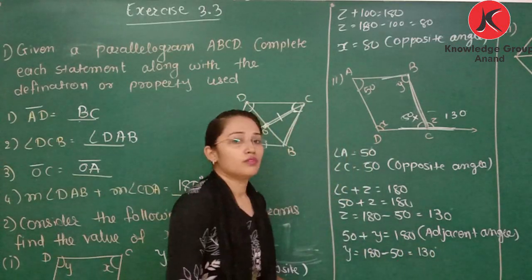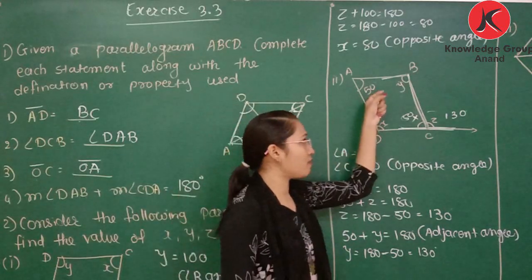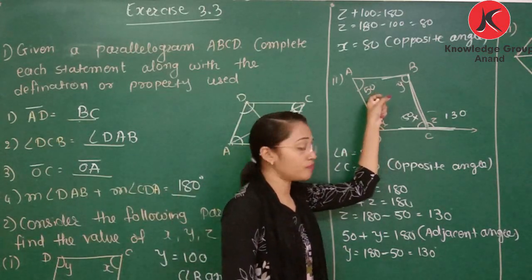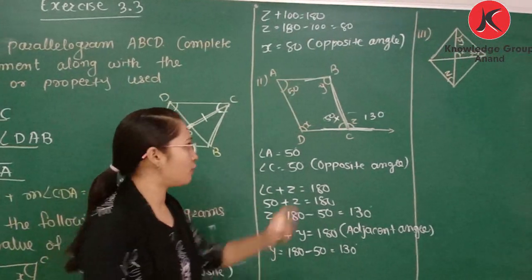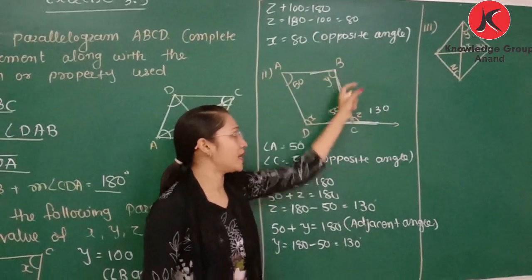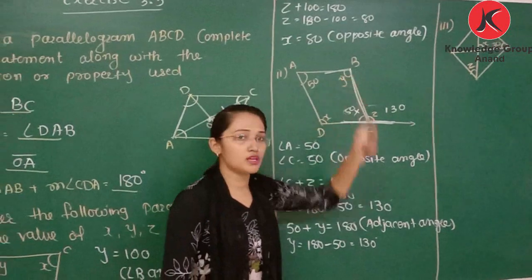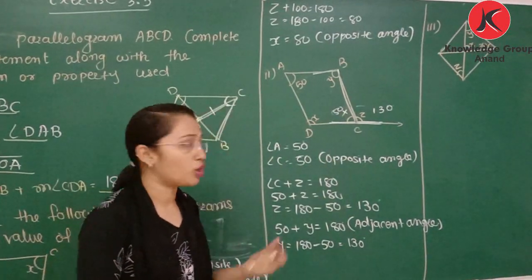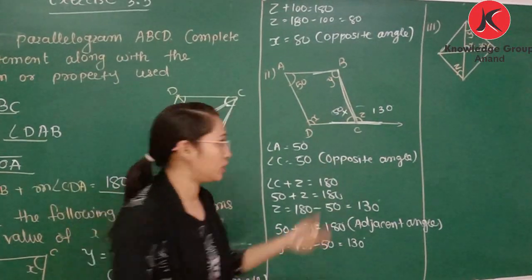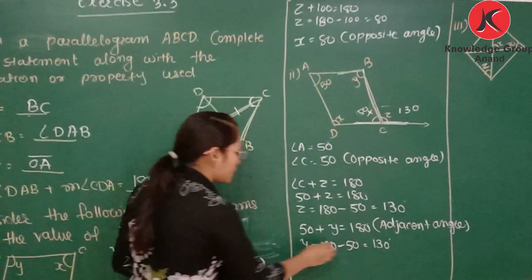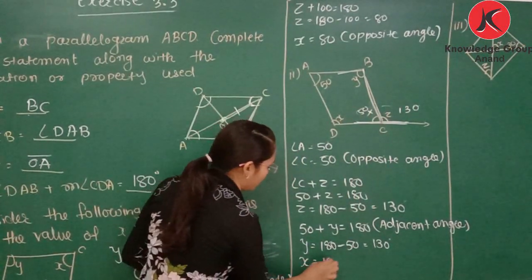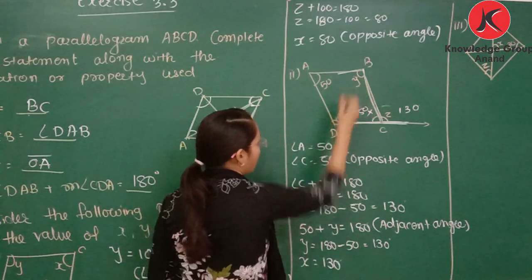Again, what have we applied? We have applied the property of parallelogram, that is adjacent angles are supplementary. Or you can write alternate angle. Here z is formed, so what do we call z and y? Alternate angle. So alternate angles are equal. So if z is 130, y is also 130. Y is 130, x is also 130. Why? Because opposite angle.